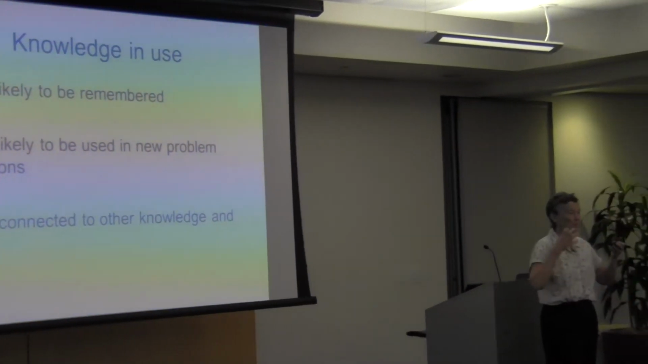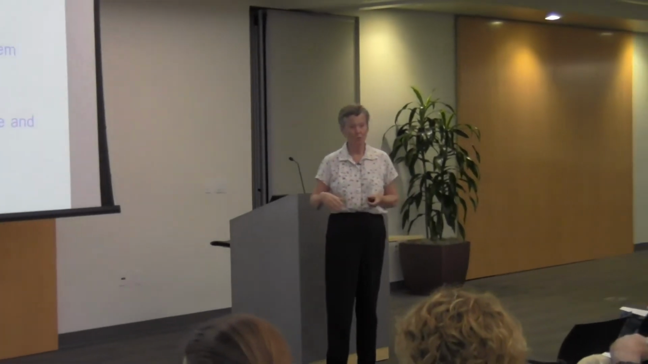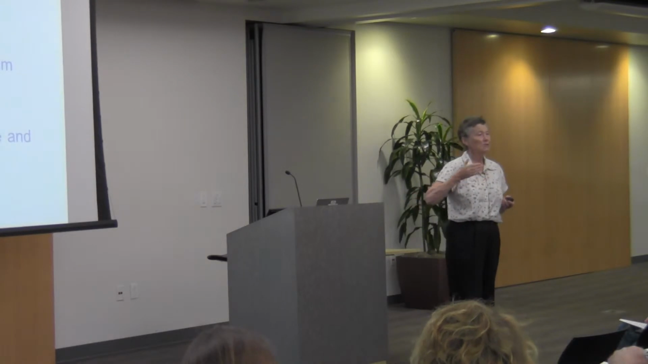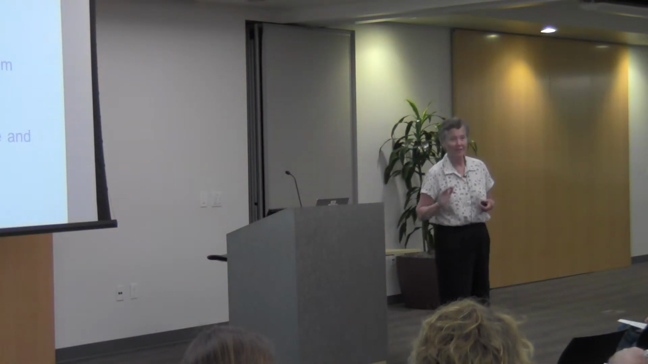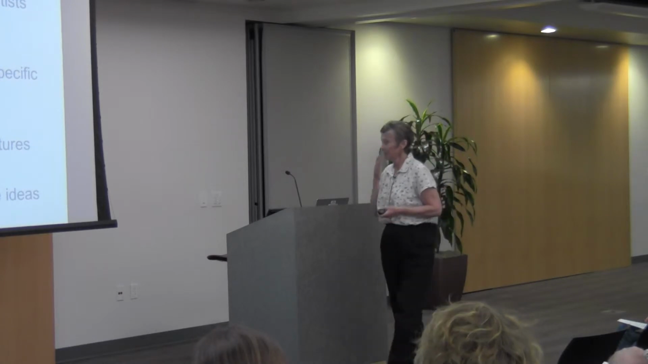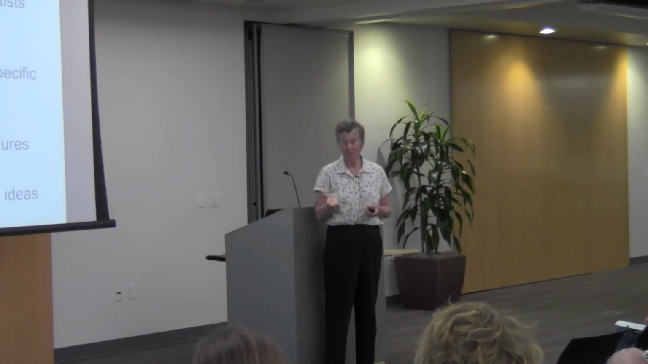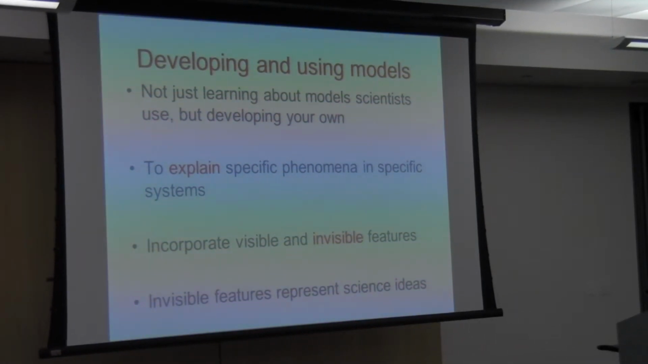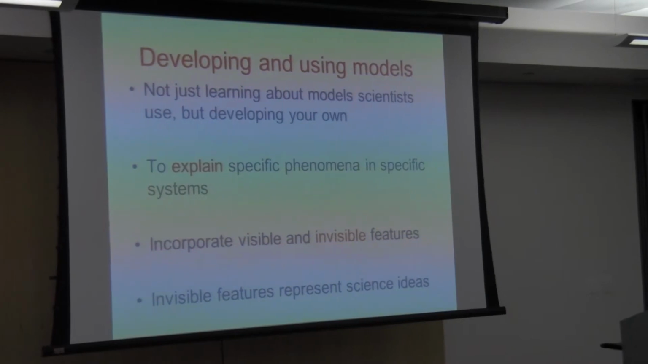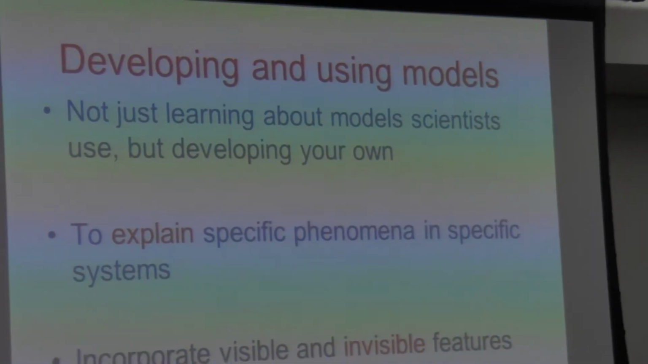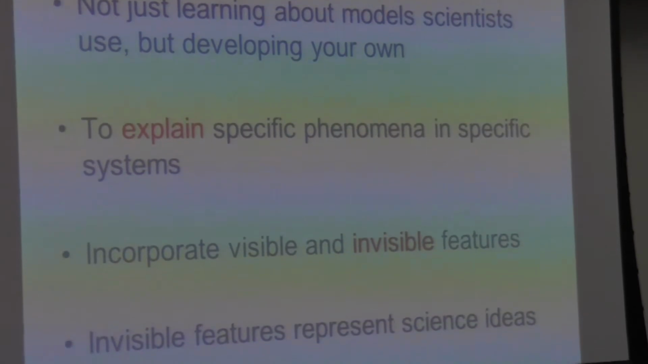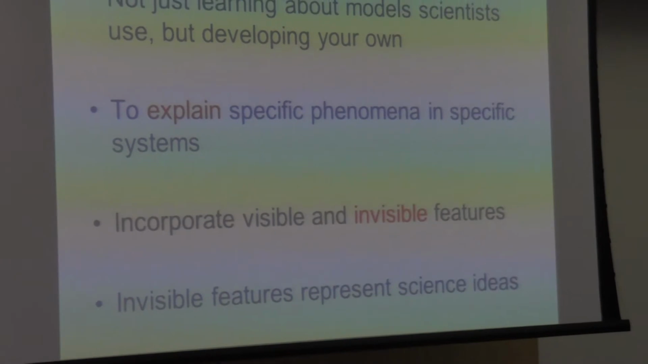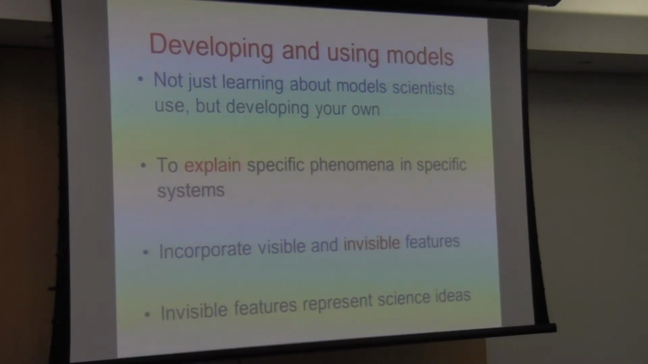So the whole notion of building a coherent structure of knowledge in your brain, the three-dimensional structure of knowledge, requires you to use the knowledge as you learn it. And this is the message. So, developing models. It's not just learning about the models that scientists have made. It's developing your own and then refining it and incorporating your knowledge as you learn about what scientists have understood about this phenomenon. Explaining specific phenomena, incorporating both visible and invisible ideas.